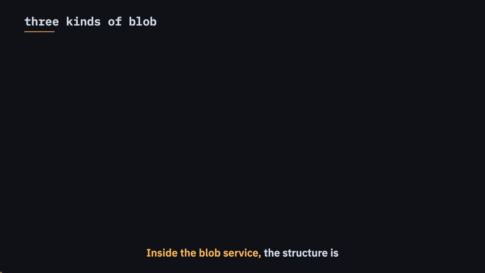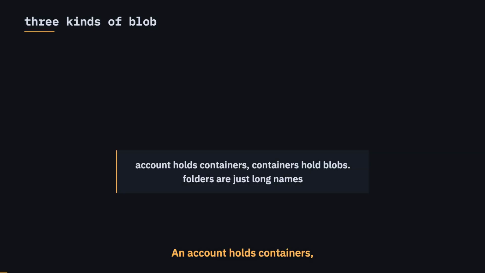Inside the blob service, the structure is shallow on purpose. An account holds containers and containers hold blobs. That is the whole tree. The folders you see in tooling are a courtesy. Blob names can contain slashes, so report/2026/January.csv looks nested, but the namespace is actually flat and the name is just long.